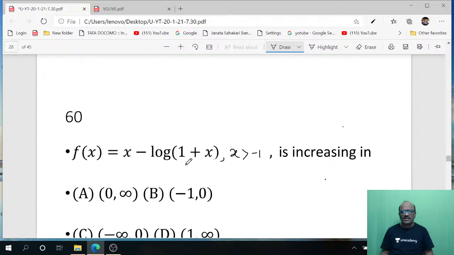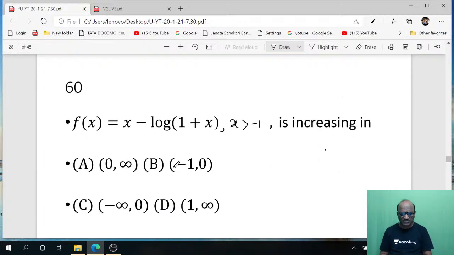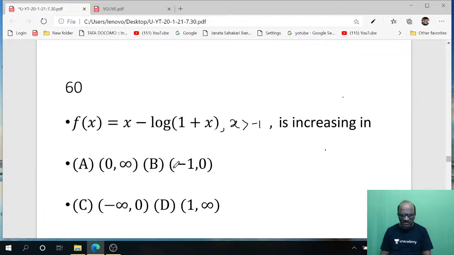Okay. Now the next question. Question number 60. f of x is equal to x minus log of (1 plus x) for x is greater than minus 1. It is increasing in which interval?